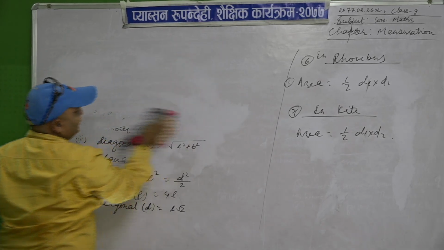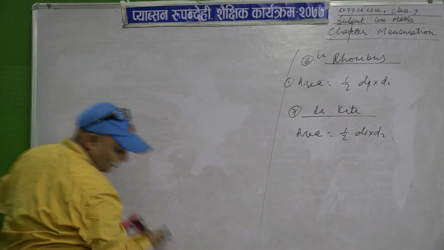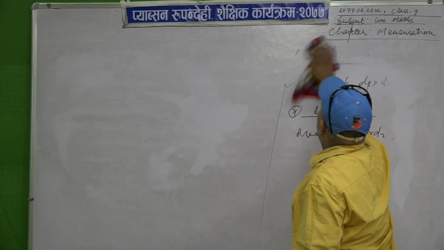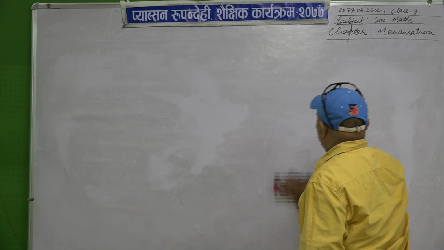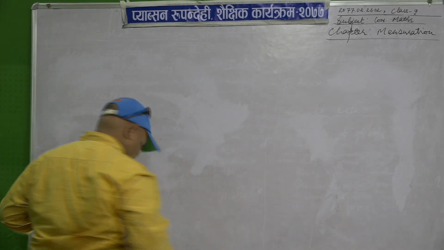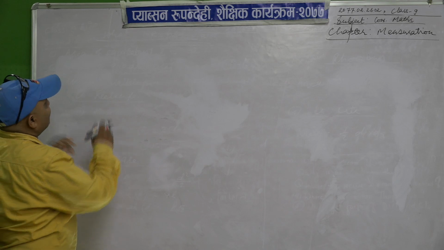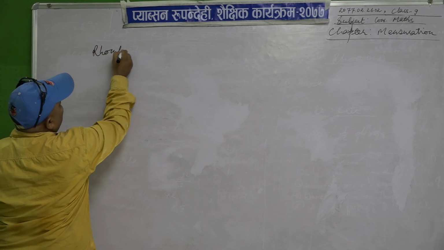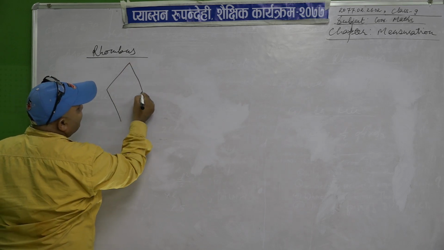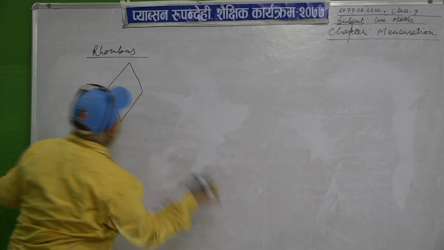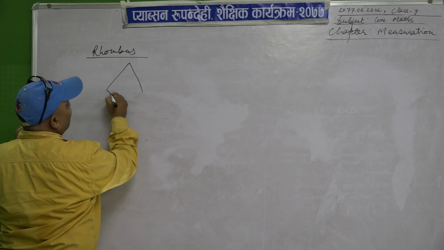Why is the area of rhombus 1 by 2 D1 into D2? First of all, we should know what is rhombus, and I have already told you about rhombus and its properties in the last class. We have already discussed that rhombus is a parallelogram of which all sides are equal.